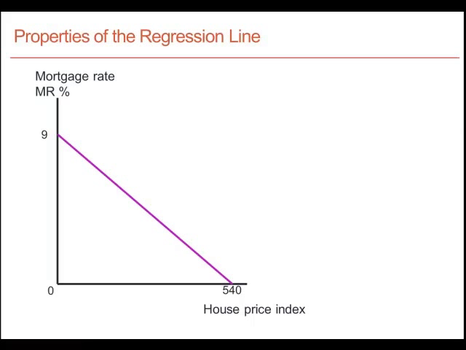If you go back to our earlier diagram, you will notice that at the lower part of the vertical axis and at the lower values of the horizontal axis, we are not at zero. So we're going to imagine, in order to keep things simple, that the regression line we specified in that slide meets the mortgage rate axis at a value of 9, and that it meets the house price index at a value of 540.